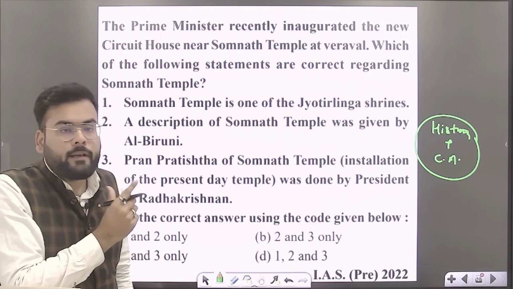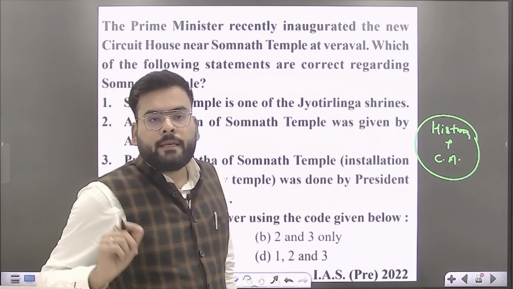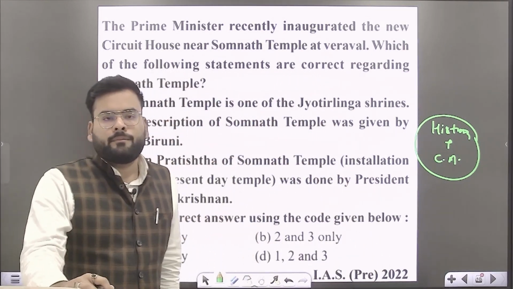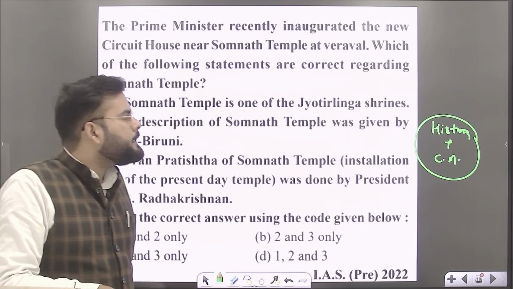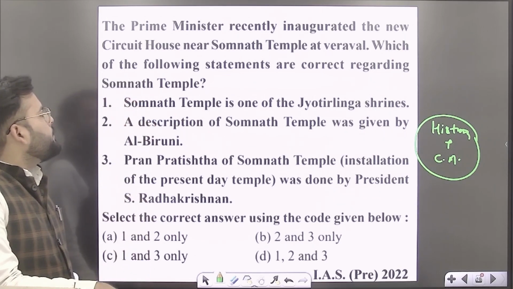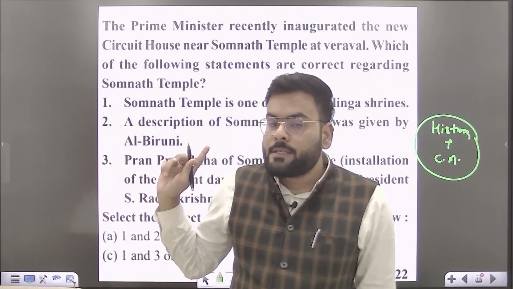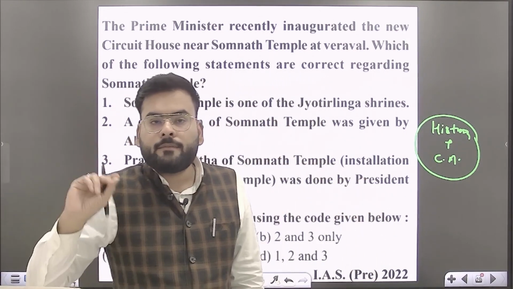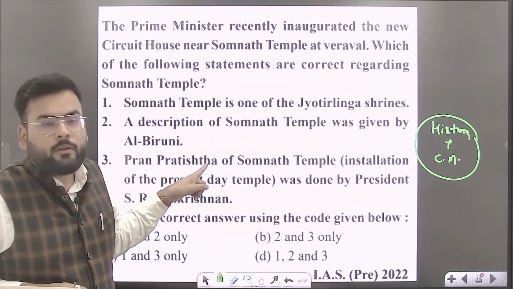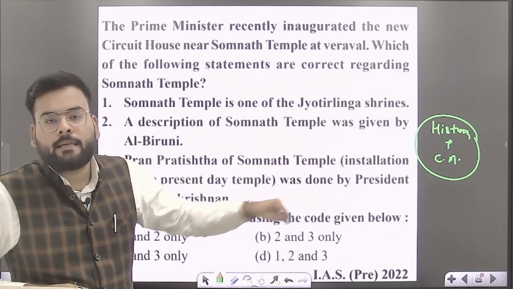And this is the perfect example to understand why we should also be aware about all the events happening in the present time, which belongs to some monuments or historical things. Now let's discuss this question. The Prime Minister recently inaugurated the new circuit house near Somnath temple. Which of the following statements are correct regarding the Somnath temple? The question was asked because recently Prime Minister Narendra Modi established something there. So this is a current question, right? But some statements, when you read, you will find the question belongs to history. That is why I said this is a question of history plus current affairs.